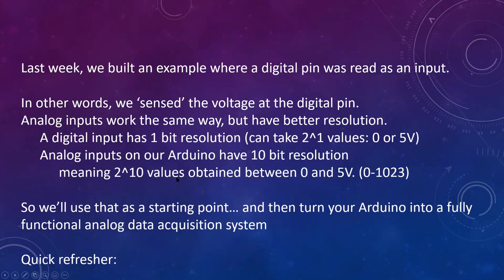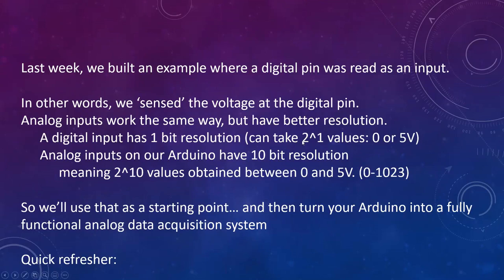So I had kind of mentioned the analog to digital conversion process, and before we get into how to actually do that, I just want to smooth one thing over a little bit. So first, last week we built an example where we were sensing a digital pin, and sensing that digital pin gave us a value of high or low, which was either 0 or 5 volts. Analog inputs work similar to this, except they have better resolution. A digital input is essentially an analog input with 1-bit resolution.